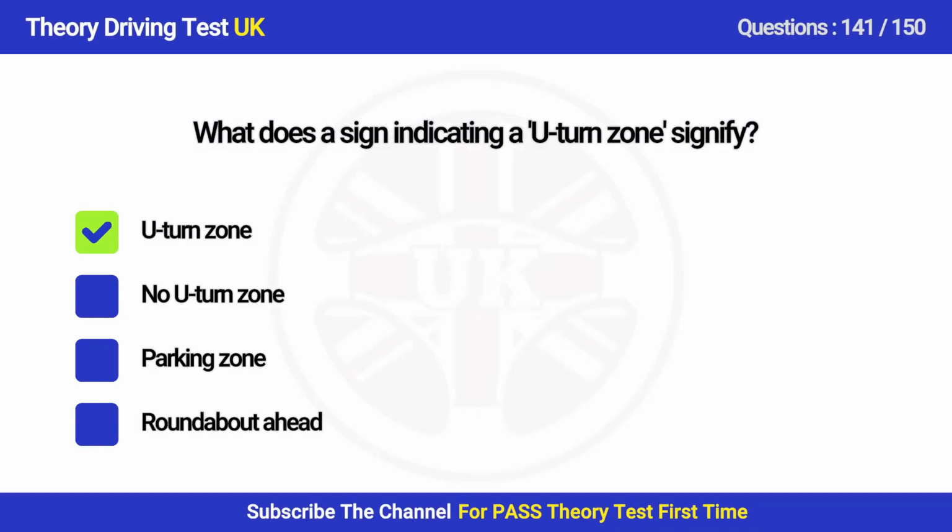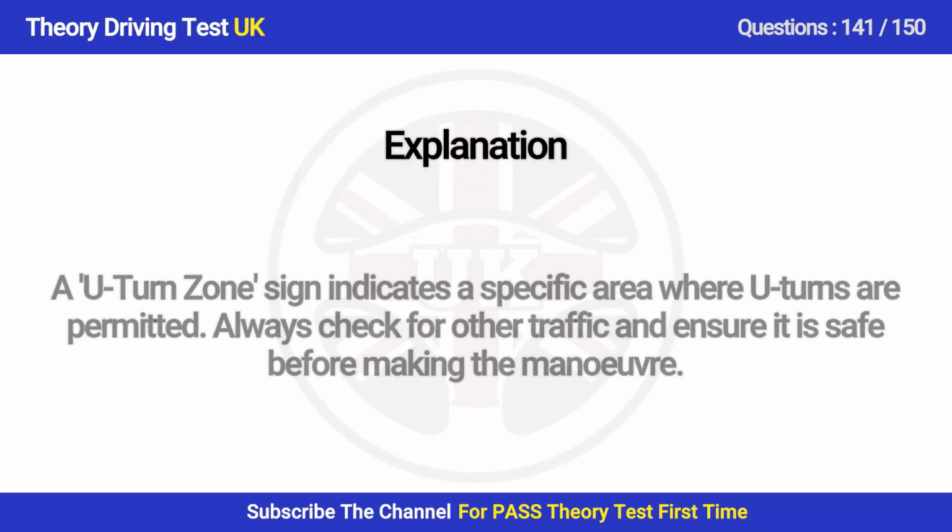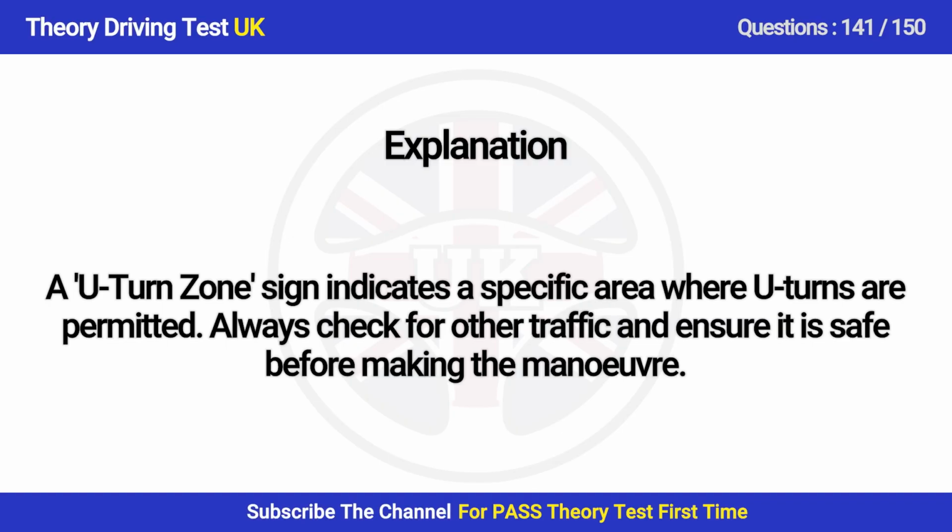Answer is A. U-turn zone. A zone sign indicates a specific area where U-turns are permitted. Always check for other traffic and ensure it is safe before making the maneuver.